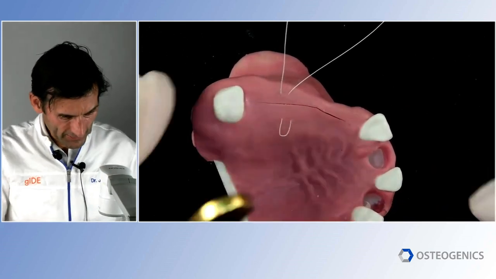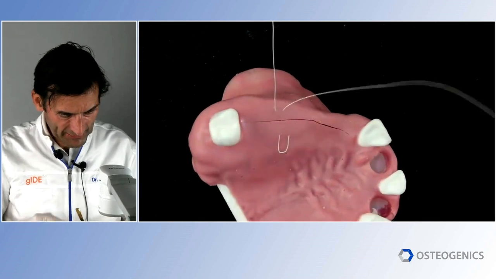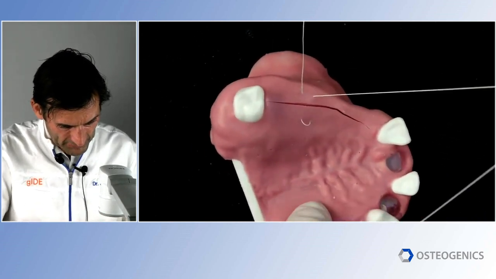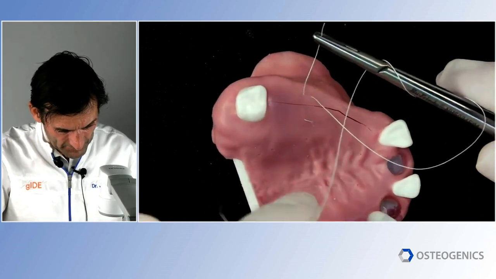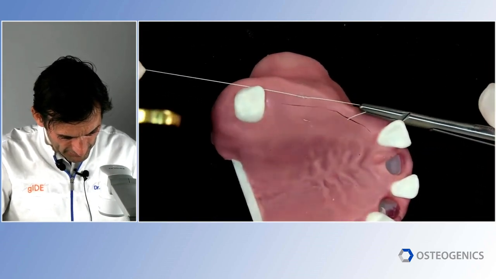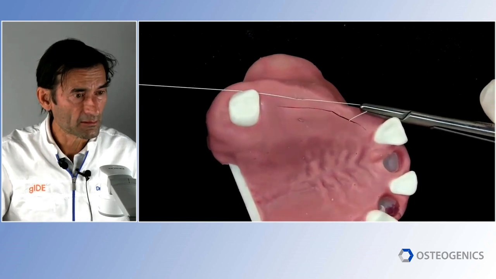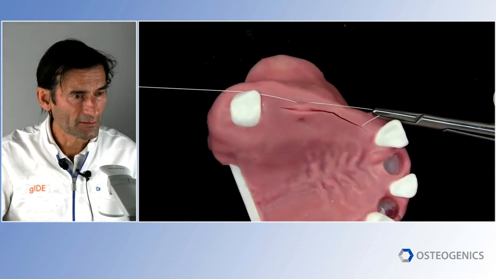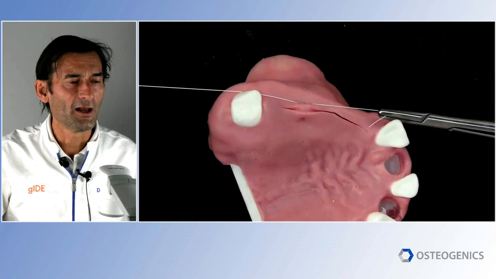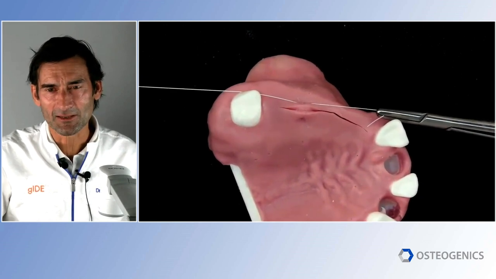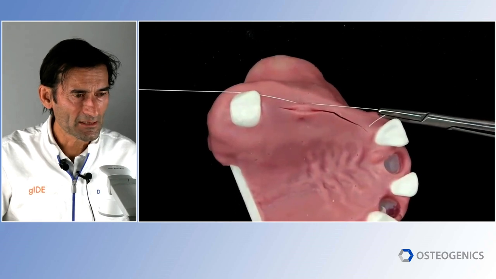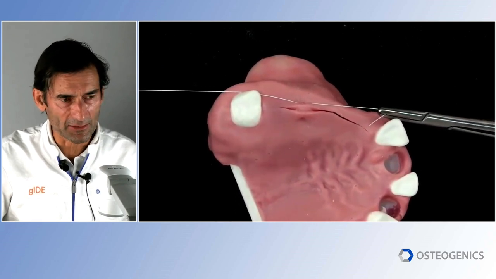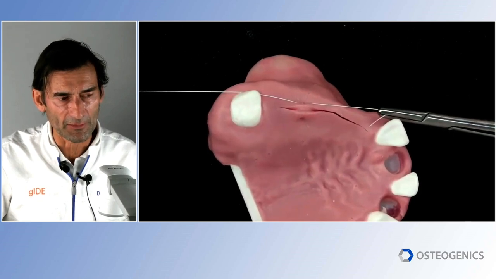Okay. And now when we tie this, obviously it will move the margins in a coronal direction. So you can see that. I'm going to move that and look. See that? It's like sending you a friendly kiss, right? See that? And you don't need to put too much tightness on that. You just want to make sure that these flap margins are going up.